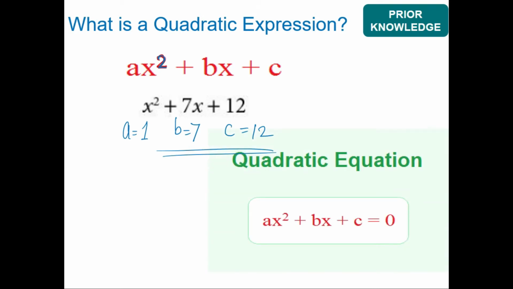Now the difference between a quadratic expression and an equation is that you have an equal to sign in an equation, and you'll have two parts, the LHS, the left hand side, and the right hand side. The same expression turns into an equation if you have an equal to sign. So this is the prior knowledge that we require for the topic today: explaining the sum and product method of factorizing a quadratic expression.